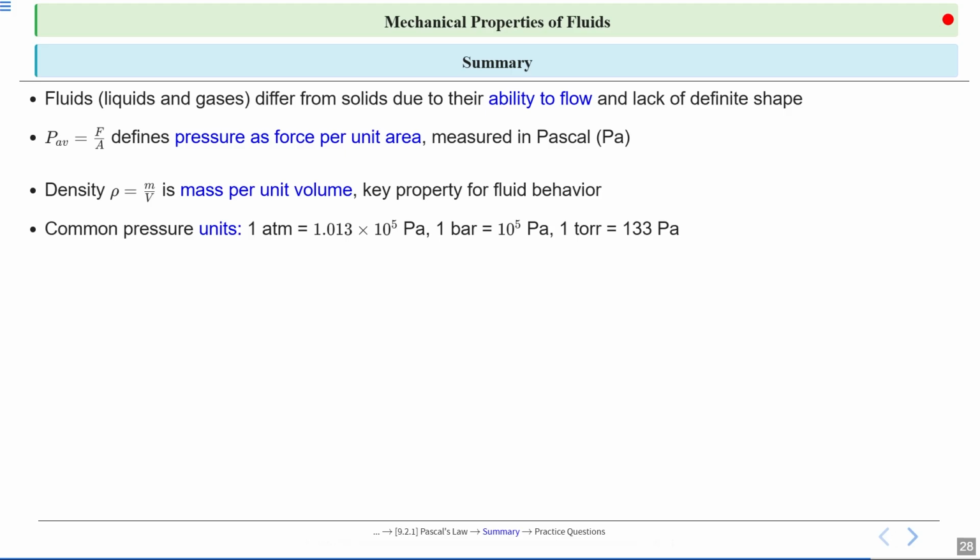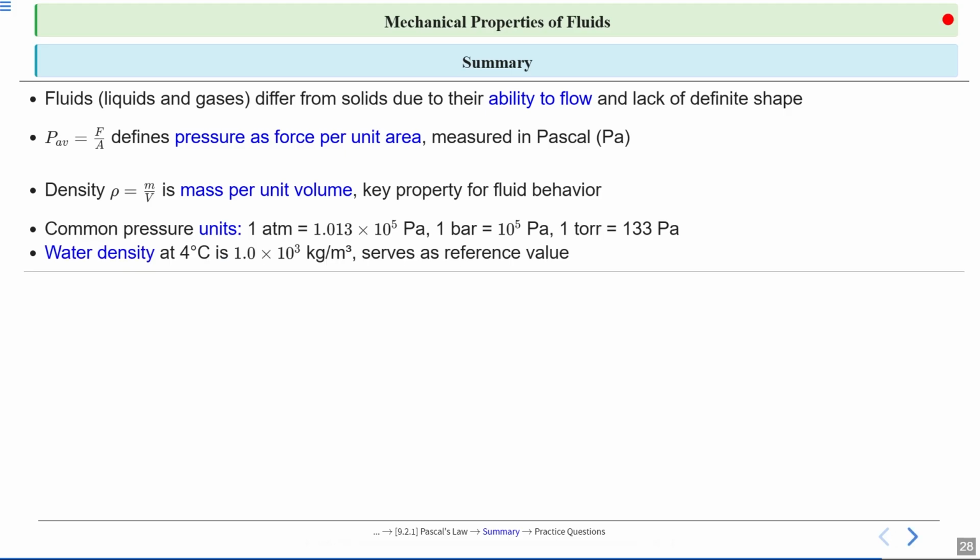Common pressure units: 1 atm equal to 1.013 into 10 raised to the power 5 Pascal. 1 bar equal to 10 raised to the power 5 Pascal. 1 torr equal to 133 Pascal. Water density at 4 degrees Celsius is 1.0 into 10 raised to the power 3 kilogram per meter cube, which serves as a reference value.